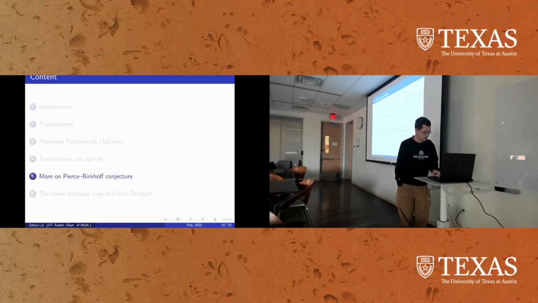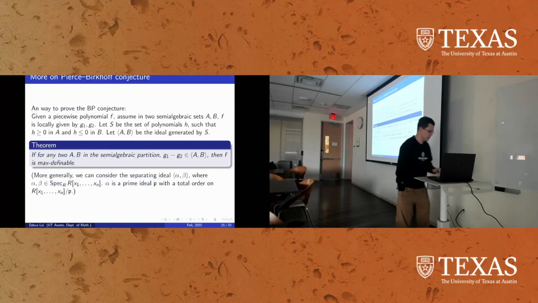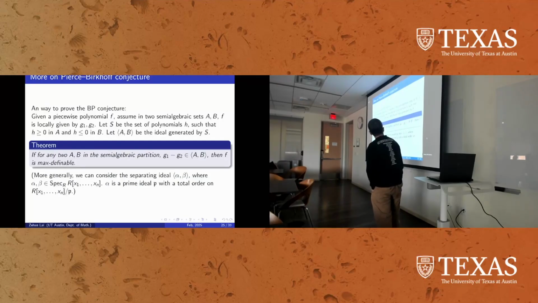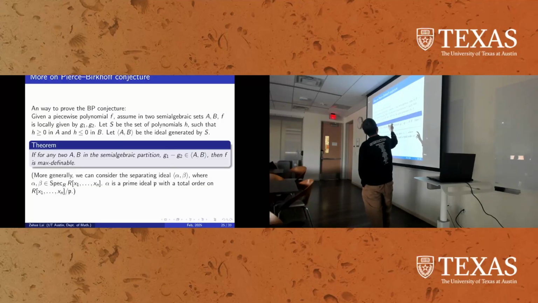Now let me talk more about the Pierce-Birkhoff conjecture and how we can prove it. A possible way is as follows. If we have a piecewise polynomial f, and two semi-algebraic sets A and B, and f is locally given by two polynomials G1 and G2, let S be the set of polynomials H such that H is non-negative on A and non-positive on B. Let the bracket AB be the ideal generated by S. This ideal is called the separating ideal. It's the ideal generated by polynomials that can separate the two pieces.